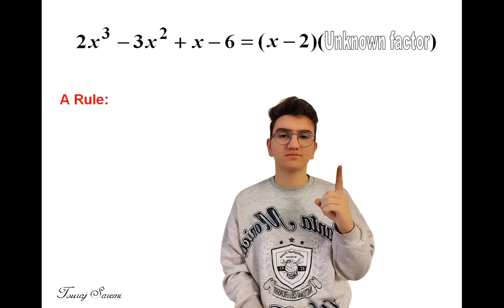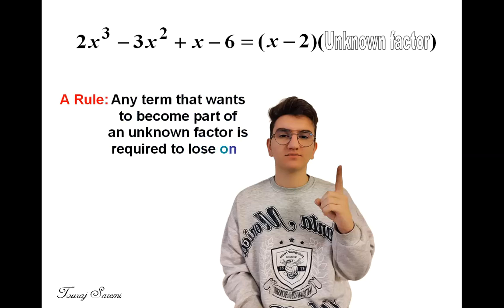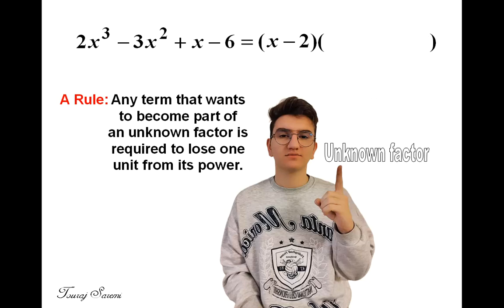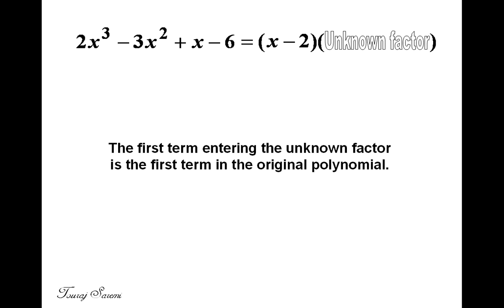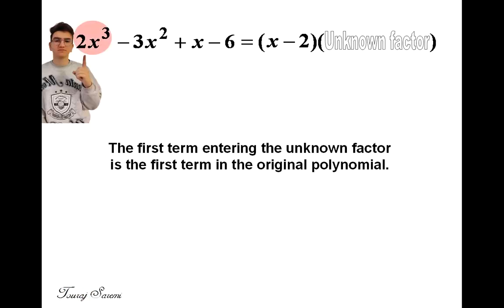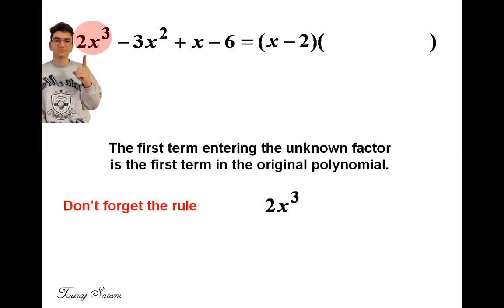A rule. Any term that wants to become part of an unknown factor is required to lose one unit from its power. The first term entering the unknown factor is the first term in the original polynomial. Don't forget the rule.